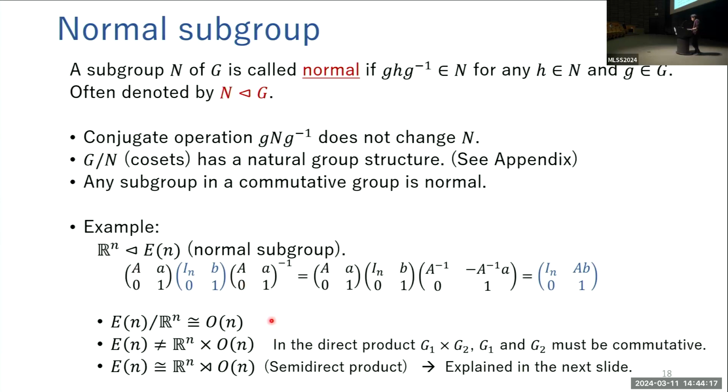However, we introduced the Euclidean motion as a pair of rotation and translation, but they are not commutative actually. In that sense, the Euclidean motion is not a direct product of the translation and the rotations. Instead, they are given by a semi-direct product. I'm going to explain the semi-direct product very briefly in the next slide.